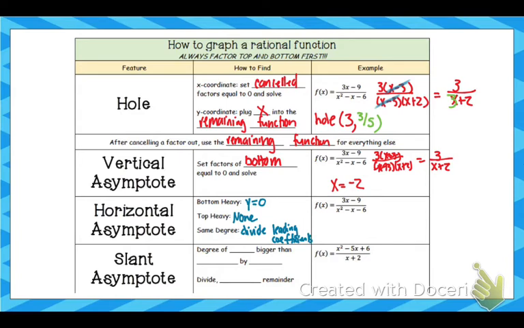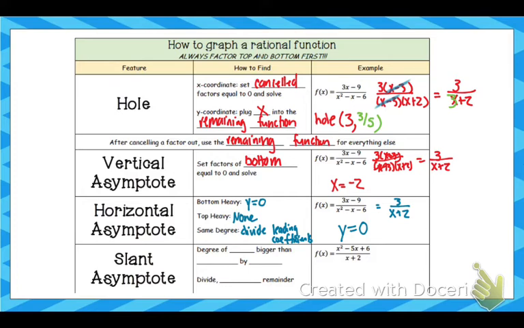So again, looking at our previous example, I'll go ahead and use the canceled one. If we look at the degree of the top, there are no x's, so that's a degree 0. If you look at the bottom, it's x to the first. So this is a higher degree on the bottom, so our horizontal asymptote is y equals 0.